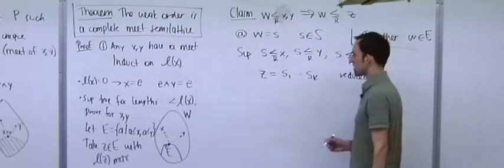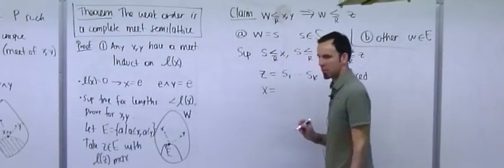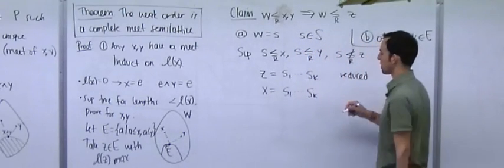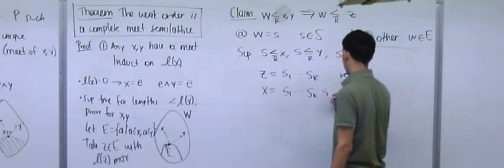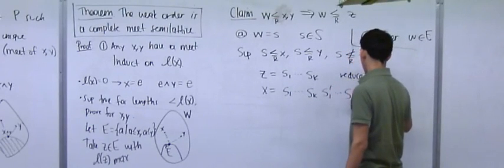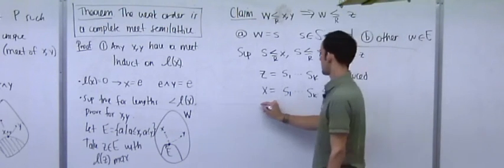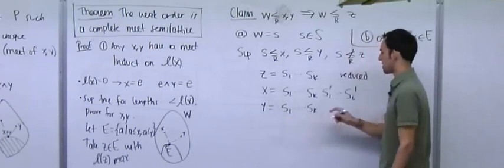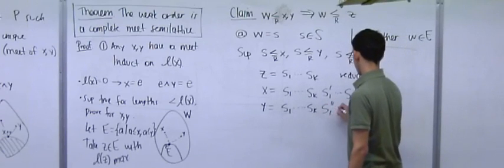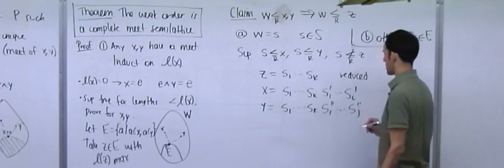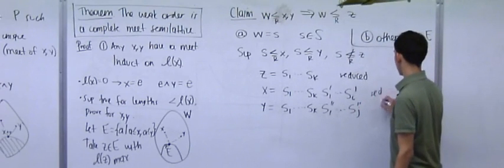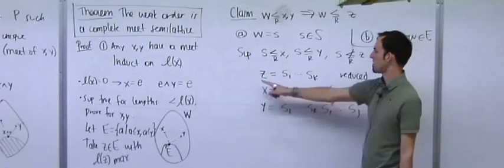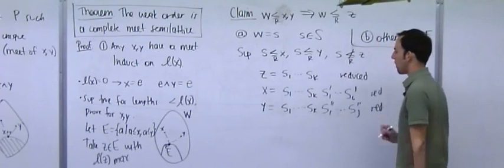So if z looks like this, then s1 up to sk must be a prefix for a reduced word for x. So let me just call this like this, and let me call this y. It's also bigger than z, so it can also be written as starting like this. Reduced, reduced. All I'm using is that z is less than or equal to x, z is less than or equal to y. Okay?